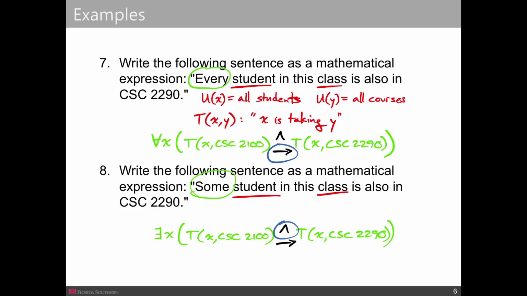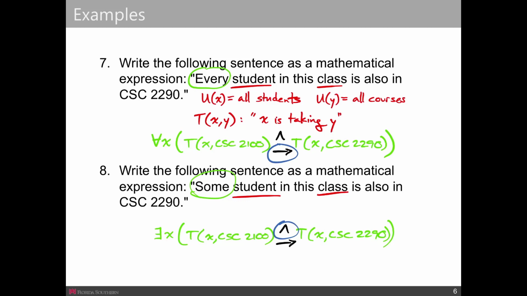So it's a little bit tricky understanding when to use conjunctions and conditionals. It's a decent principle that when we have the existential, we're probably not going to use the conditional in many cases, and the universal will probably rely on the conditional more. That's not a hard and fast rule, but it's generally a good idea.